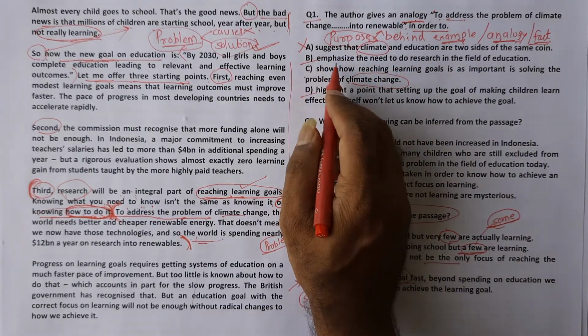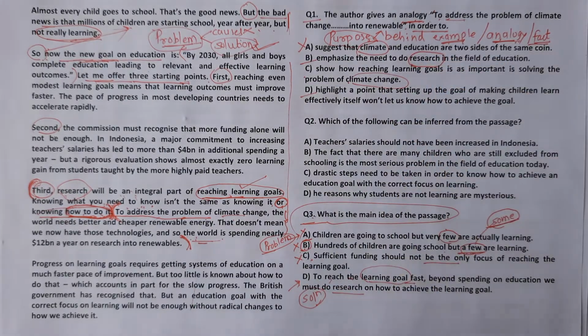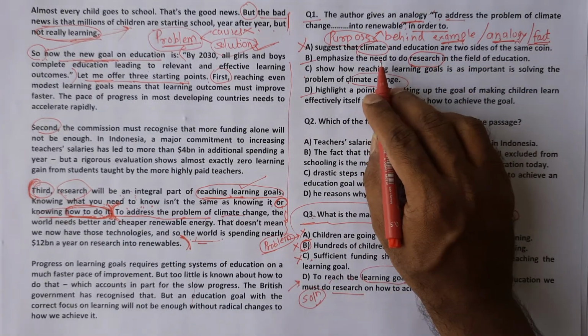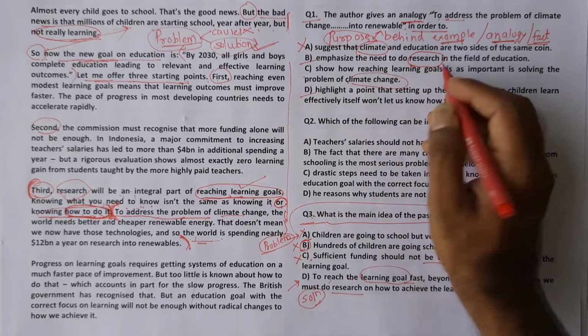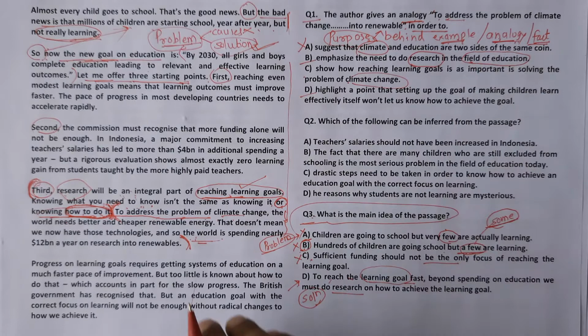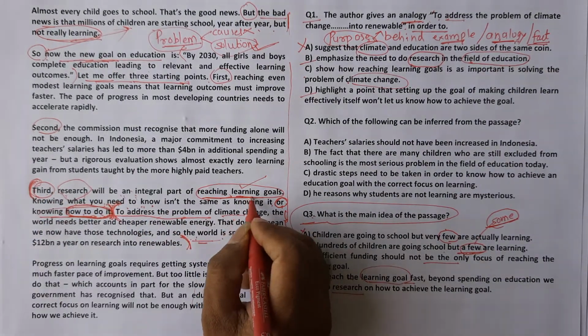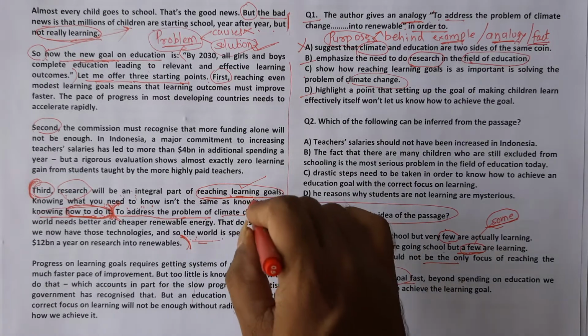What is option B? Emphasize the need to do research. Okay, the word research is mentioned here. Emphasize the need to do research in the field of education. Now, the field of education is very broad. Here the author says that you require research to reach learning goal. Now, learning goal is specific.